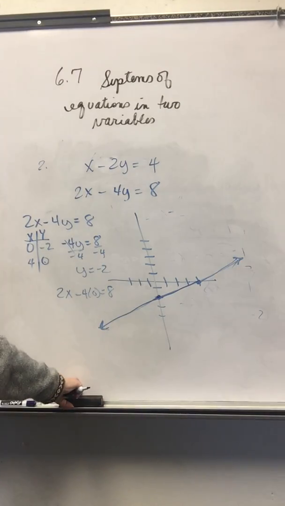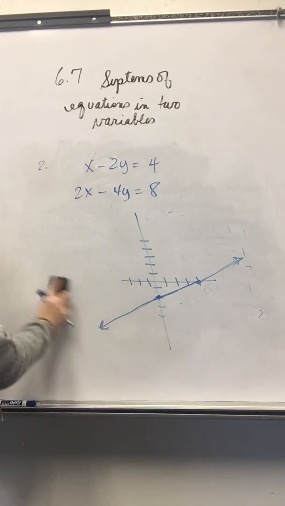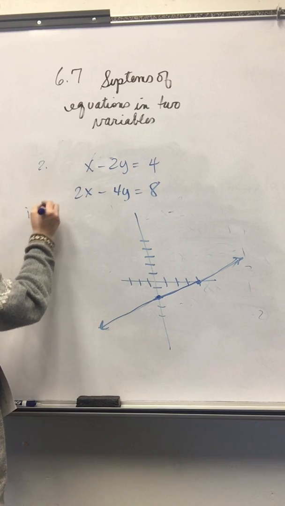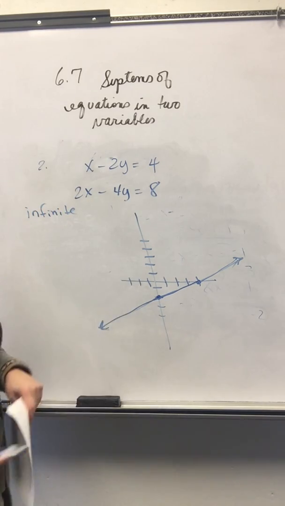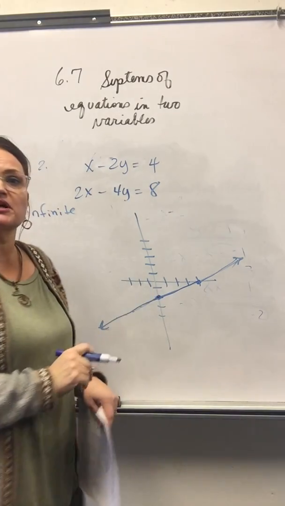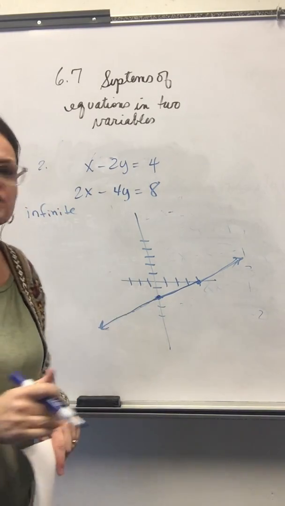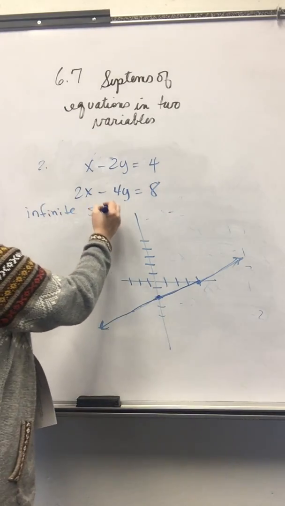So back from our first page notes, we learned that that means there's infinite solutions. The solution is where these lines cross, and if they're lined on top of each other, they're crossing all over the place, right? Every point is a shared point. So there's infinite solutions.